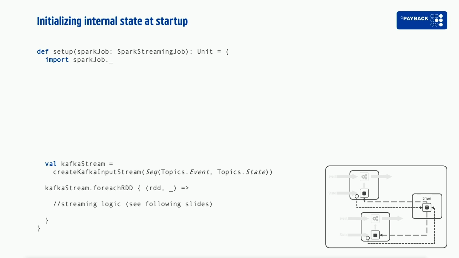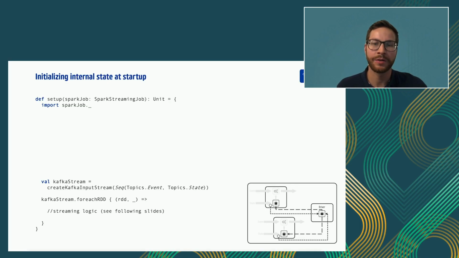So let's take a look at the diagram again. When we start up our job and before we begin with the actual streaming part, we'd like to do a batch read where we read everything which is in the Kafka state topic, collect it to the driver, and broadcast it to the executors. Okay, let's begin with the code.